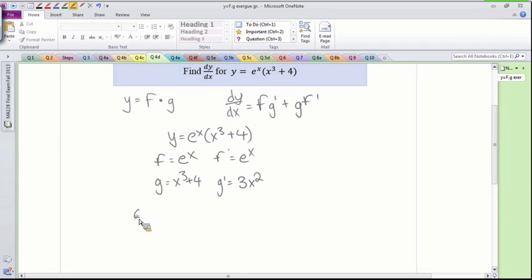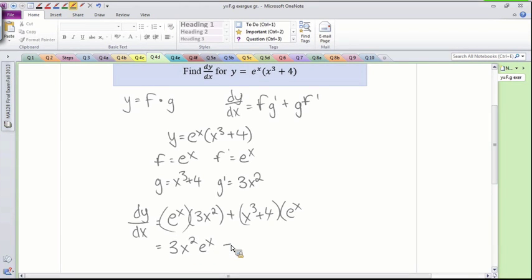So using our product rule, dy dx is equal to f times g prime, e to the x times 3x squared, plus g times f prime, x to the third plus 4 times e to the x. And that's our final answer. If you want to clean it up to make it look like the answer key, we can make this 3x squared e to the x plus e to the x times x to the third plus 4. So that will be our final answer. Any questions?